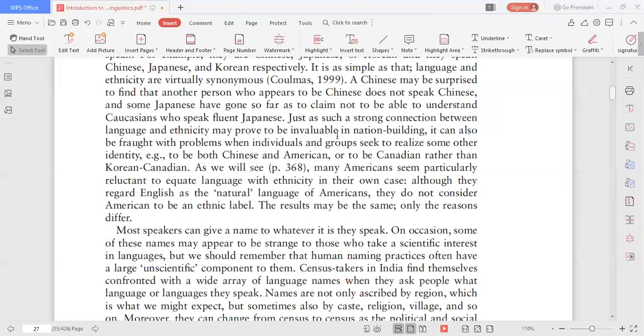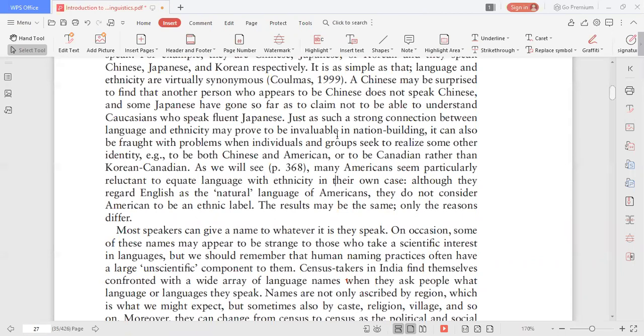Yes, sir. Excellent. Now it can also be the identity. Here it says that groups seek to realize some other identity. That is, they will also try to find another identity, to be both Chinese and American. So you are Chinese and at the same time you are American, or to be Canadian rather than Korean Canadian. So you try to be more Canadian than Korean Canadian. That's why you change your Korean that much. You don't want to remember your Korean. You want to be a Canadian.